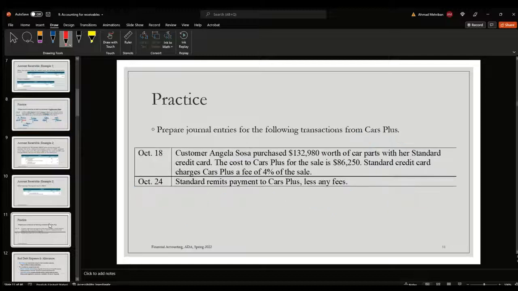Now, the second exercise, however, has a little bit of that new information that we've covered in the past video, where if we imagine that this company, Cars Plus, has a customer, Angela Sosa, who purchases $132,980 worth of car parts using the credit card. The cost to the Cars Plus for the sale is $86,250.